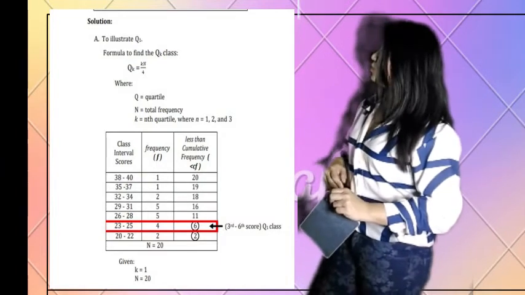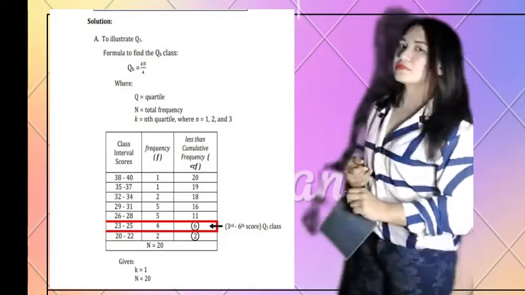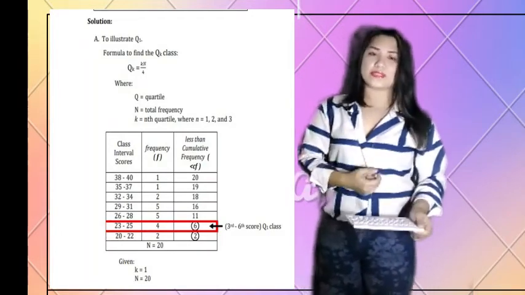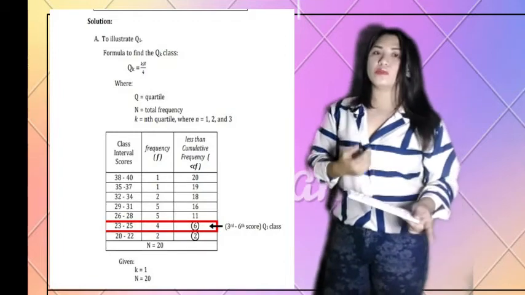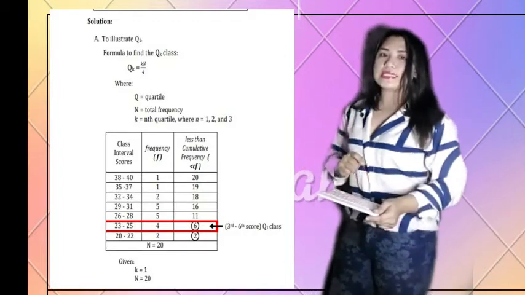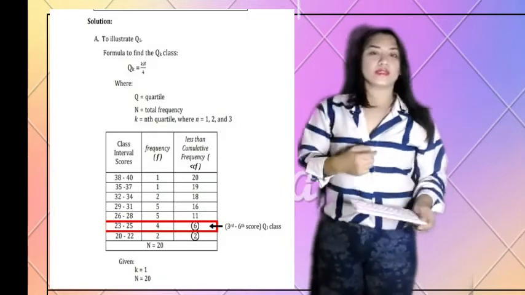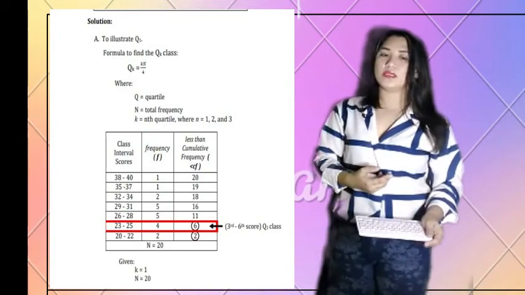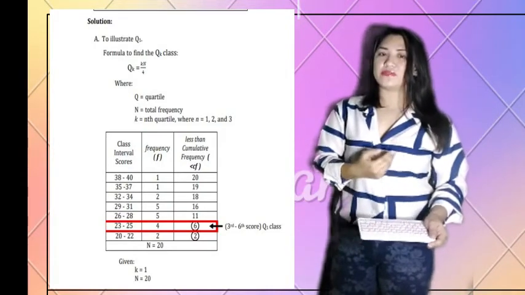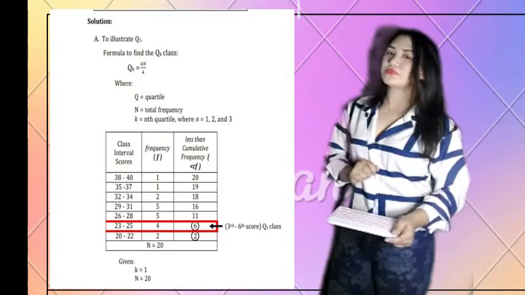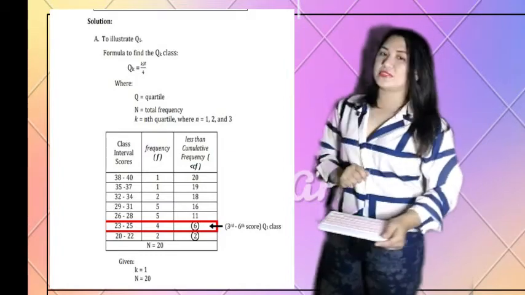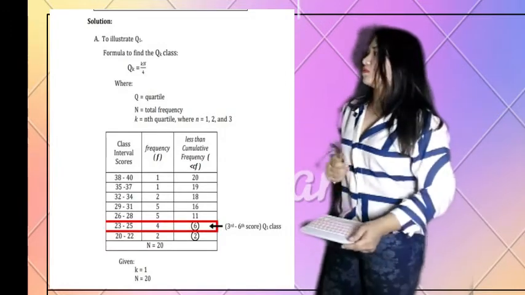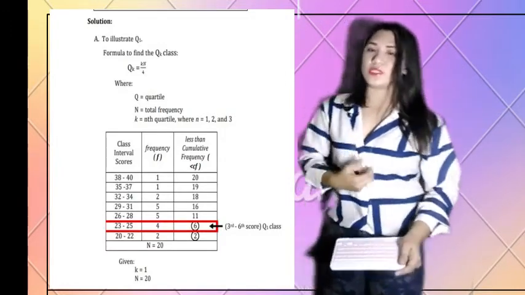Alright, so for the solution, applying the formula, if you look at the illustration, the frequency distribution table is where we will base our answers. The class interval scores 38 to 40, frequency 1, and less than cumulative frequency is 20. Same with the interval 35 to 37, frequency is 1, and less than cumulative frequency is 19. We have discussed that on our first talk. We use the same frequency distribution table, right?